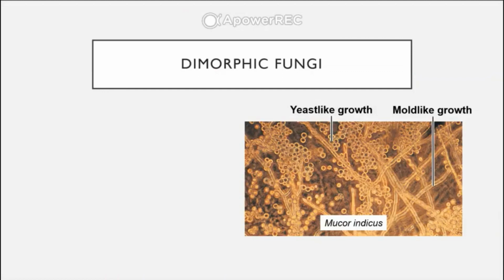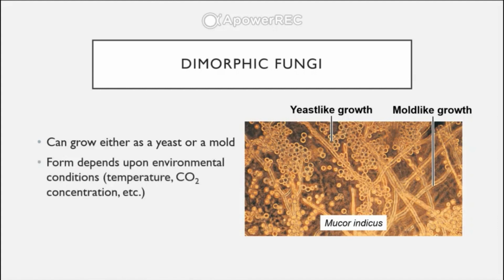So now we have the dimorphic fungi. These fungi can grow either as a yeast or a mold. As seen in this image here for Mucor indicus, there are yeast-like growths with single cells and mold-like growth with hyphae that form. The form of which depends upon environmental conditions, such as temperature, CO2 concentration, etc.